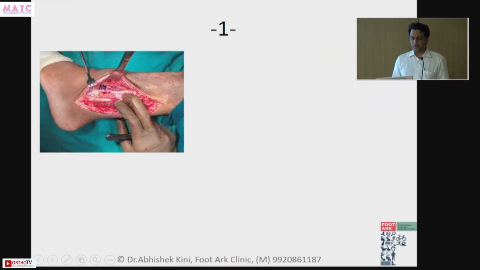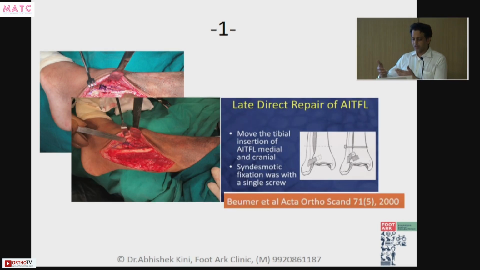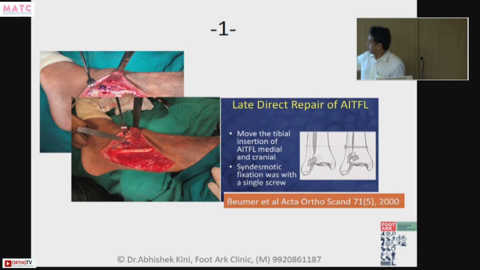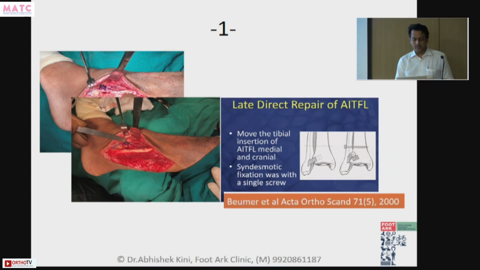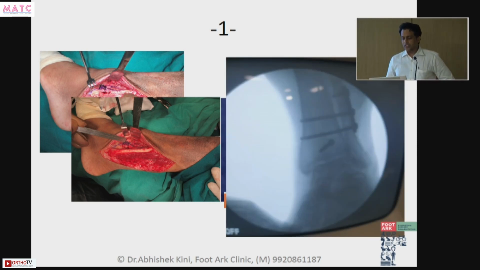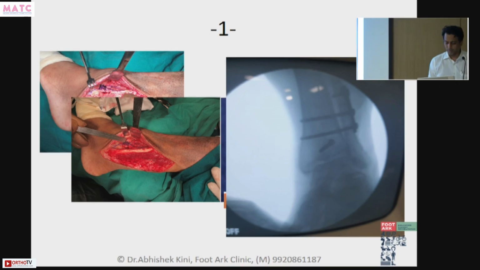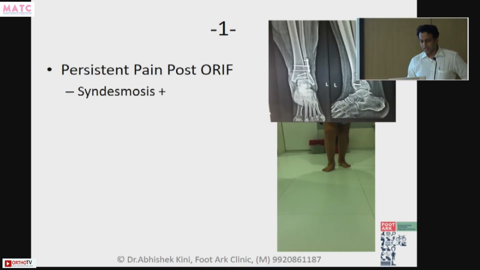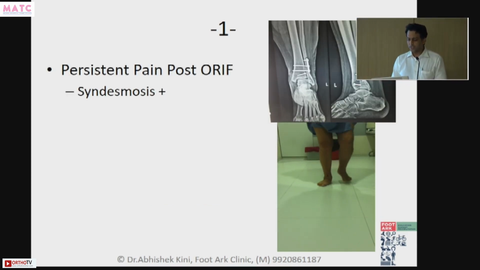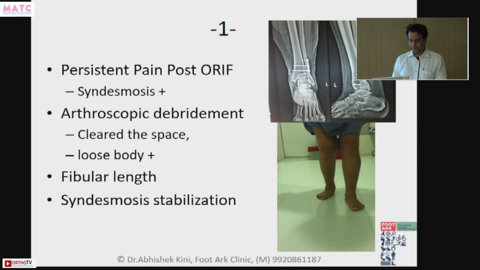And then we went on to do something that's been described by Bjor of reattaching the AITFL. So you take the distal end of the AITFL attachment, which is stretched out, move it proximally and cranially and refix it. So this is what was done. We stabilized it secondarily with a small plate and two screws. And this is how he could walk later.